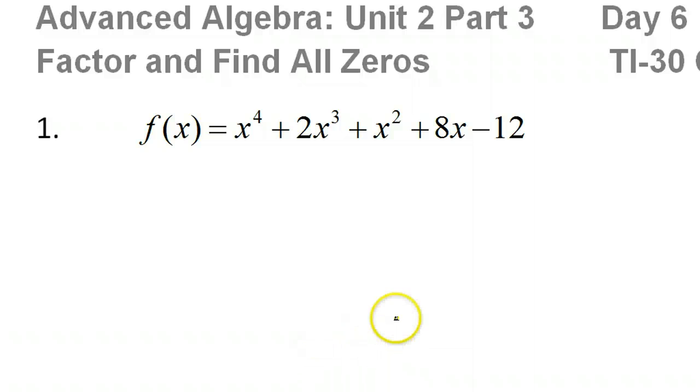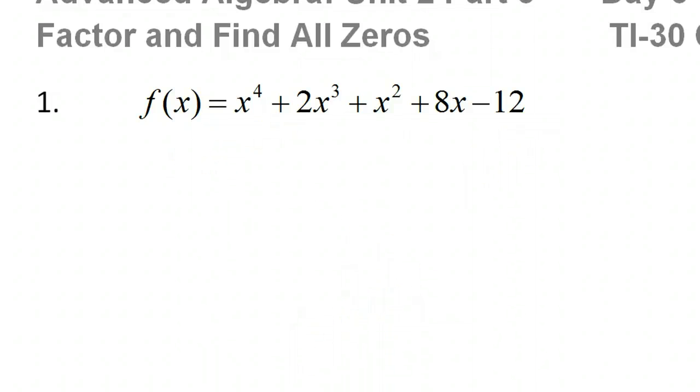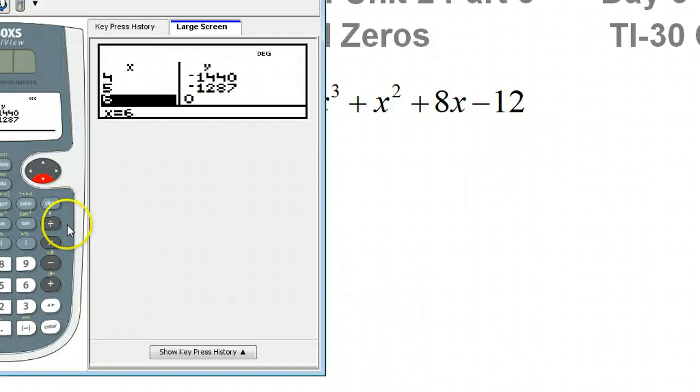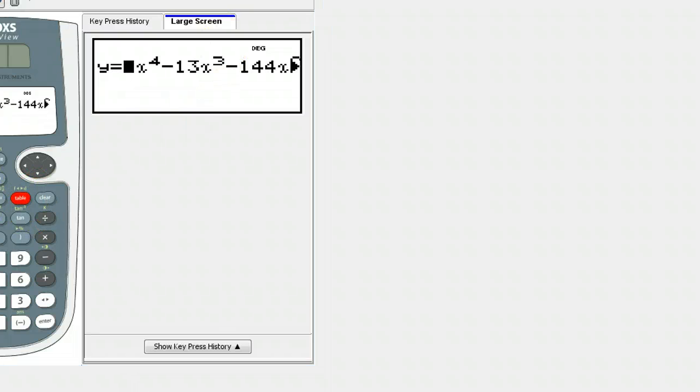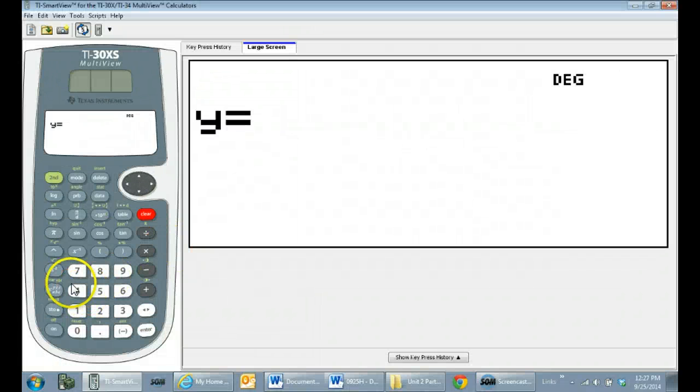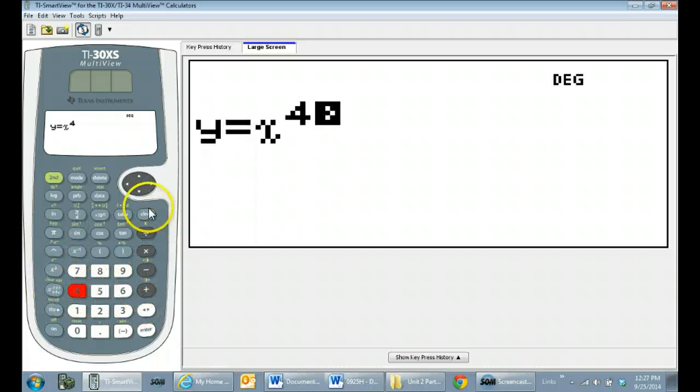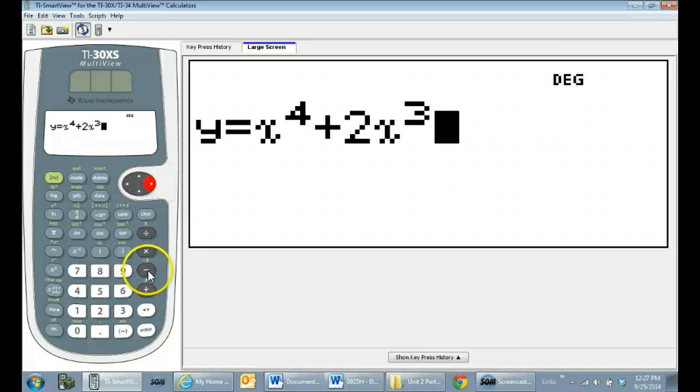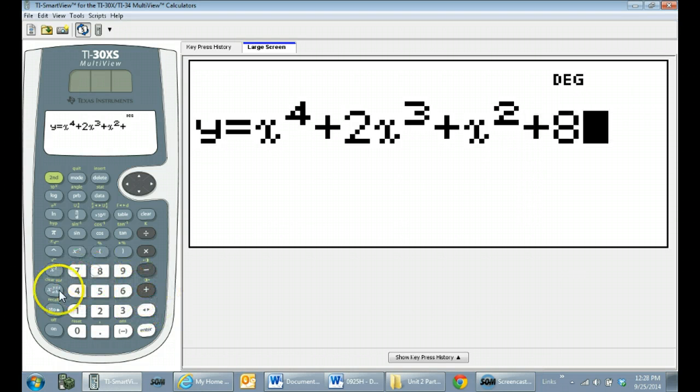So let's do that. Let's type this equation into the table feature of our calculator. All right, so it looks like we have x to the 4th power, plus 2x to the 3rd power, plus x squared plus 8x minus 12.